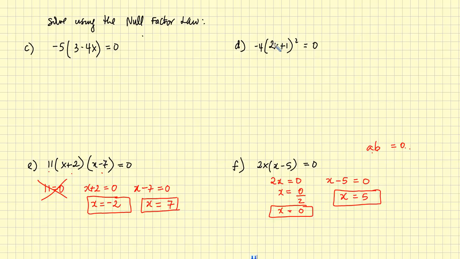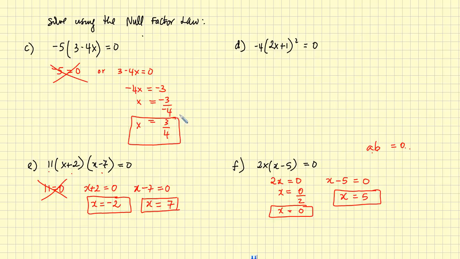All right, let's take a look at another example, such as C, where I've got negative 5 times 3 minus 4x. So either negative 5 will equal 0, or I can have 3 minus 4x equaling 0. Well, negative 5 definitely does not equal 0, but negative 4x equaling negative 3, bring the 3 over to the other side, allows me to then isolate for x so that I have x equaling negative 3 divided by negative 4, which becomes 3/4. So my value of x will be equal to 3/4.